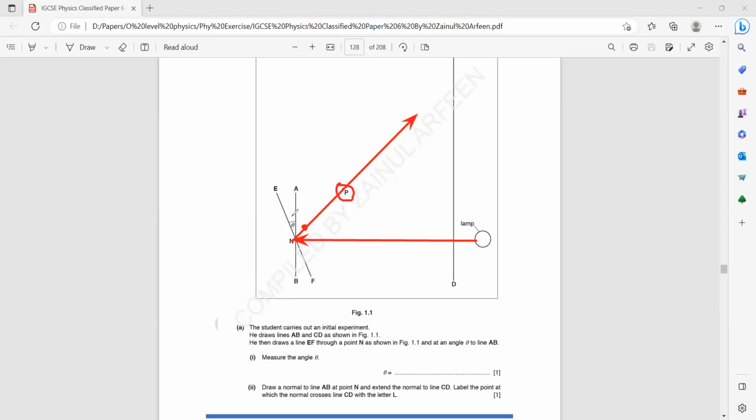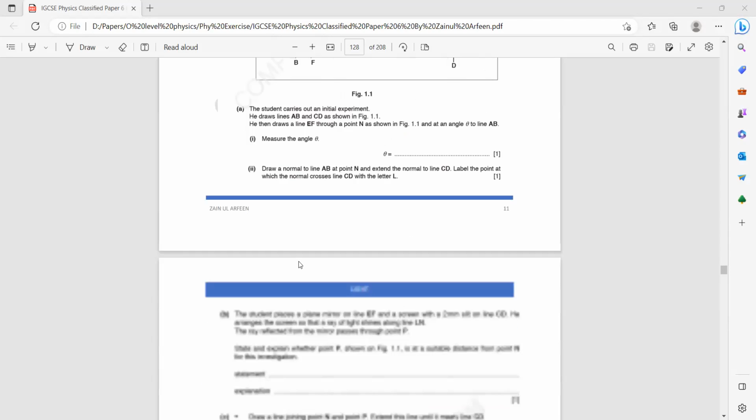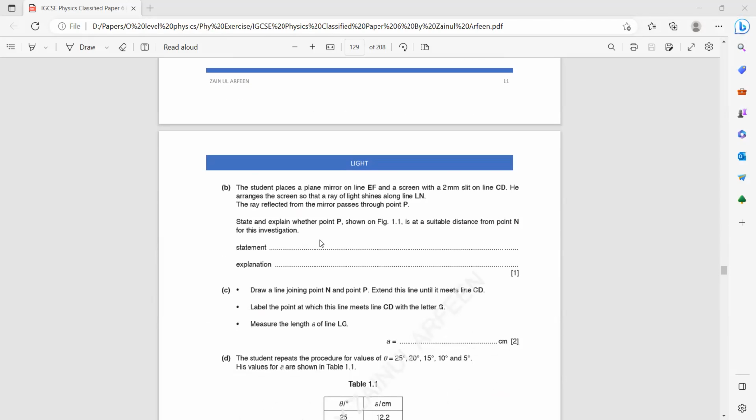And if they say mark another point to trace the path of a light, then the other point should be 5 centimeter from the first point. So that is the question here, as they ask, state and explain whether a point P distance between the pin, this experiment can be done.